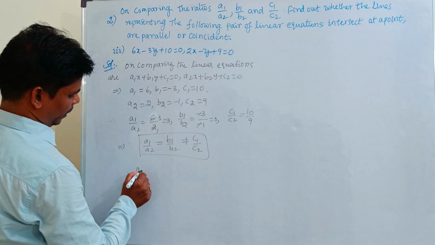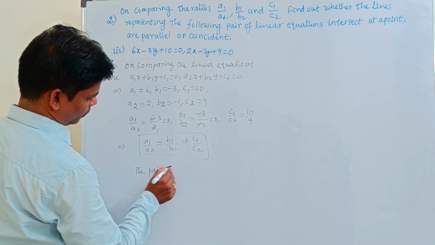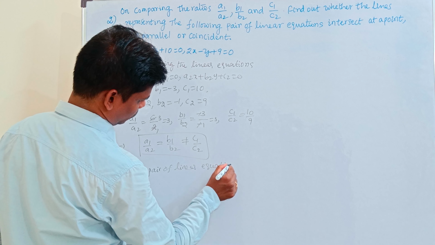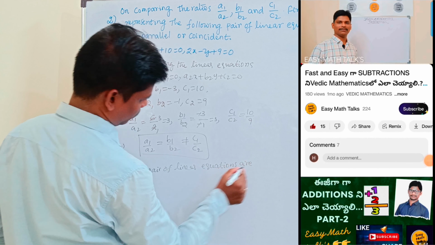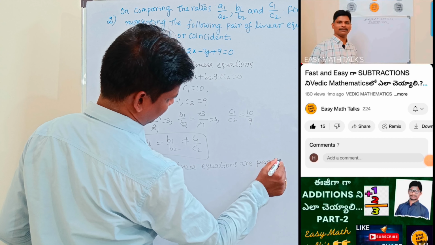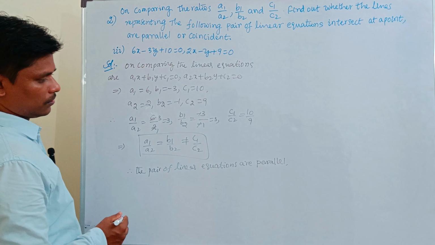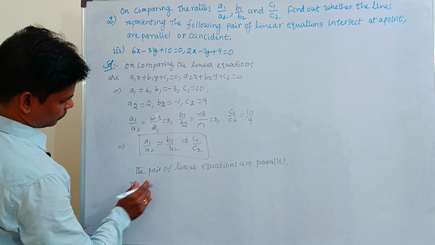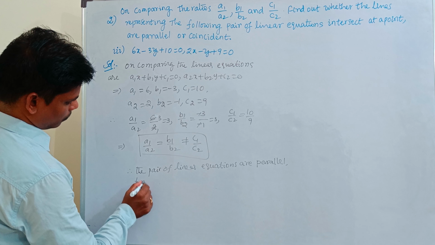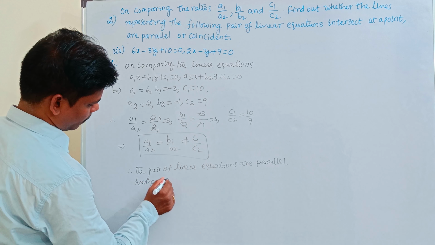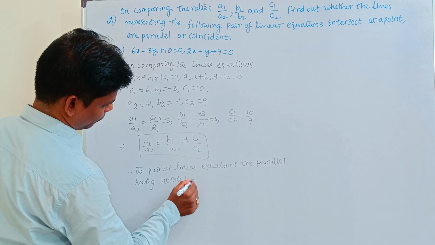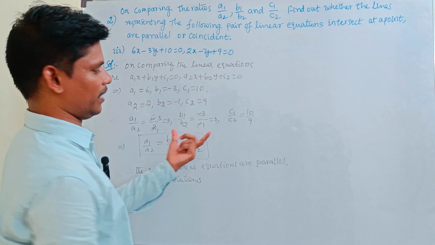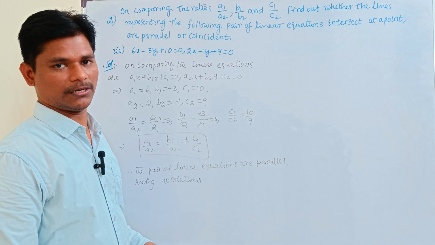So the pair of linear equations are parallel. So here, parallel lines mean what? The given lines having no solution. No solutions means this type of system is called an inconsistent system.